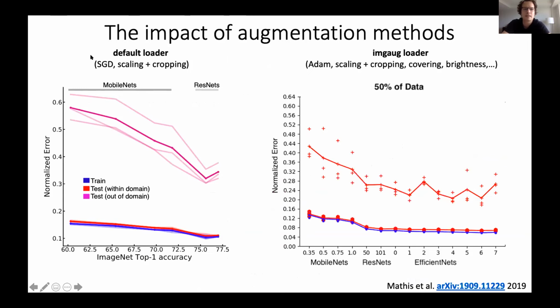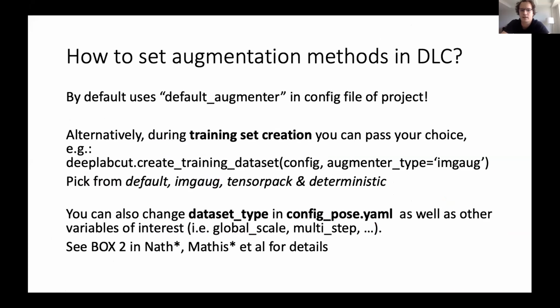So on the left-hand side, this is the default loader that was introduced in DeepLabCut 2.0. And here's the performance for this loader, for this problem. And then here to the right, you see exactly the same data, but this is now trained with the ImageNet loader, the default parameters for this loader. And what you see is that you actually get almost twice as good performance, especially on out-of-domain data with this loader. So this is highly recommended for different settings.